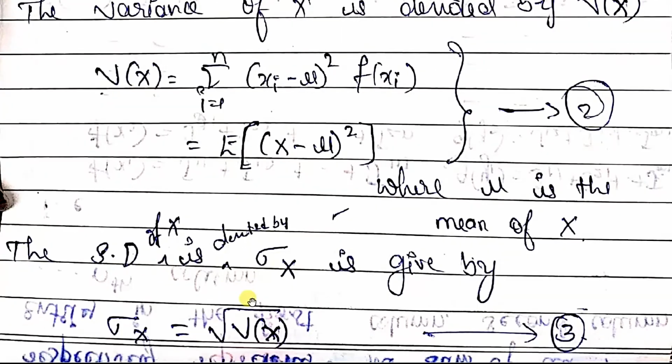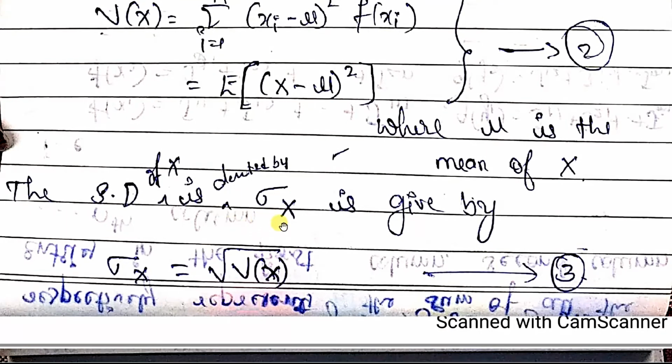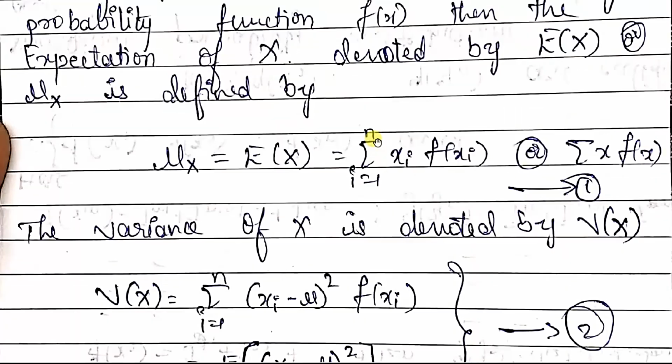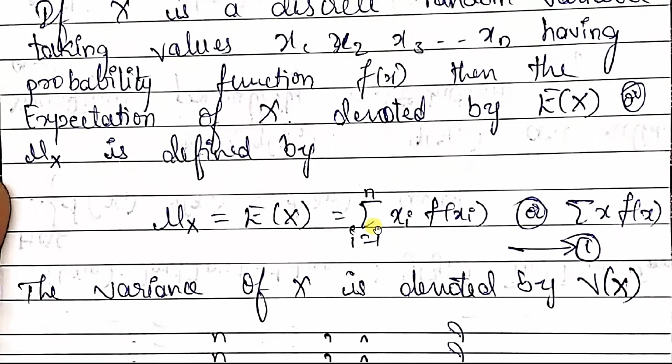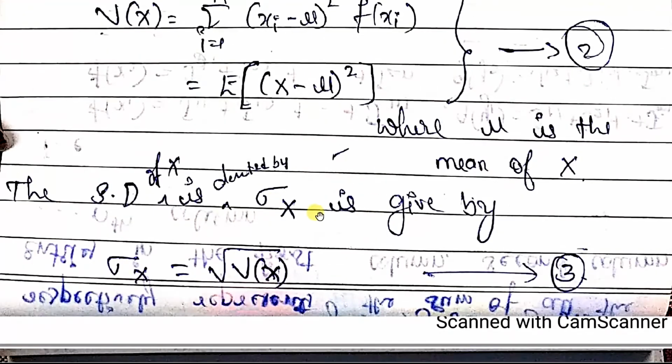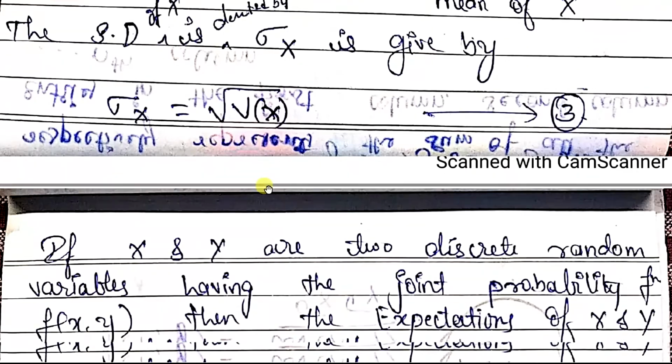Now standard deviation, you know the standard deviation, right? Standard deviation is denoted by sigma, and for random variable x it is sigma x. If the random variable is y, then it is denoted as sigma y. Since we have taken the random variable x, here it is sigma x. Sigma x is equal to the square root of the variance, this we already know, isn't it?